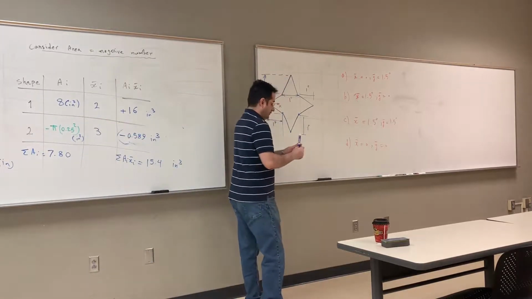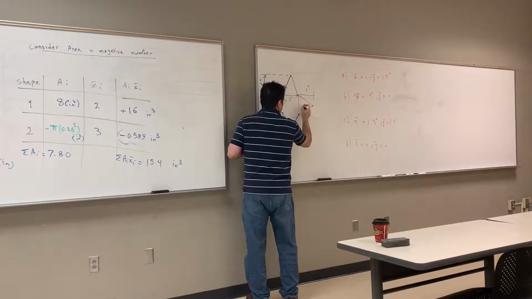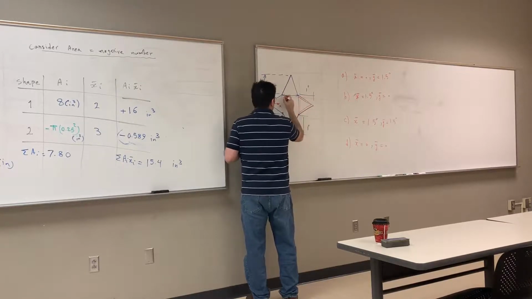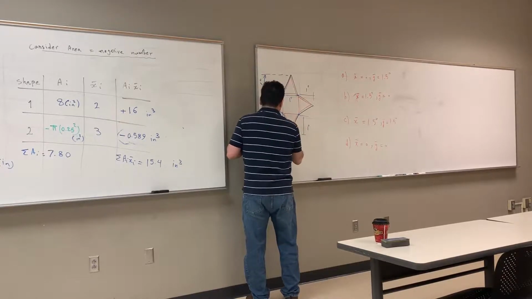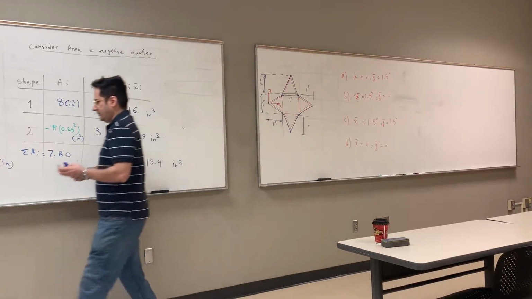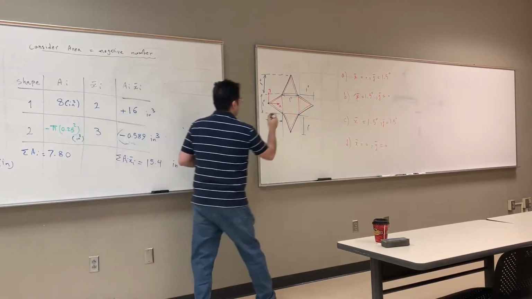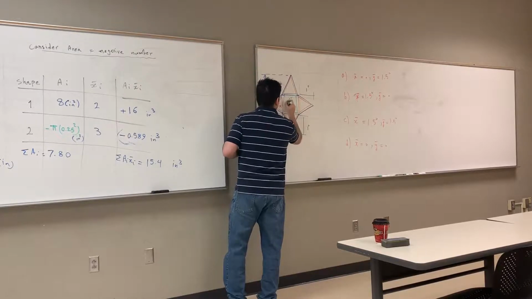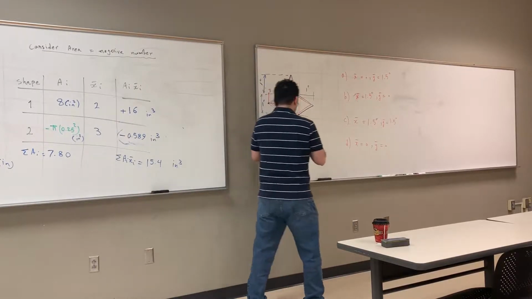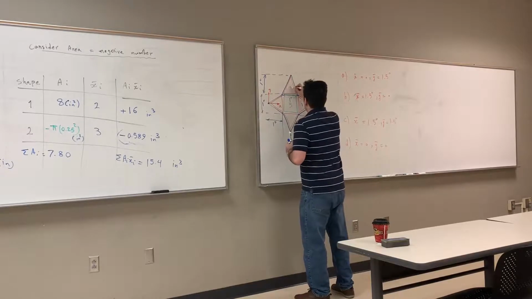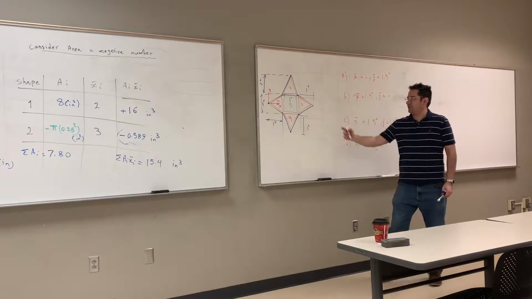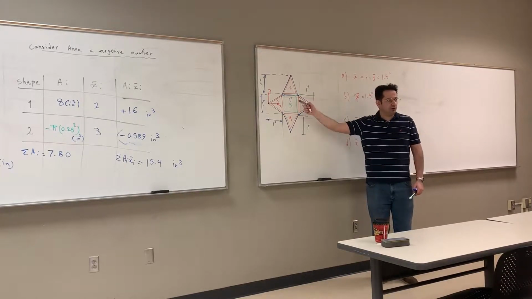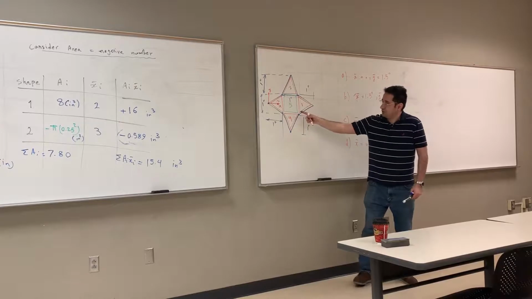In fact, you could decompose this into shape 1, shape 2, shape 3, 4, and 5 is the green color. You could decompose it into 5 different shapes. 1, 2, 3, 4, and 5. And now you have the formula for area of each one of these and the centroid with respect to here.